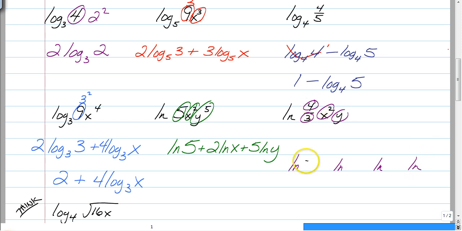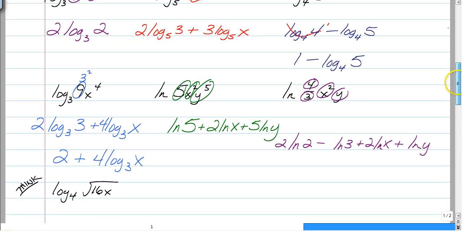So we're going to have an ln of 4, which can be written as 2 ln of 2. And then we're going to divide, so that's a minus ln of 3. And then you're multiplying, so you're going to add, bring the 2 to the front, ln of x. You're multiplying again, plus the ln of y. And that's it. That's expanding for you.